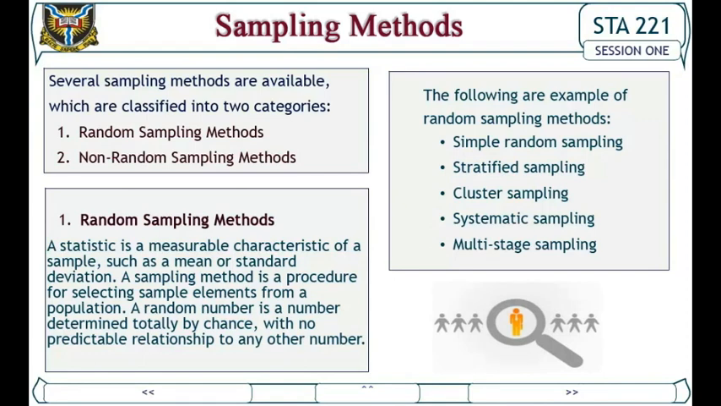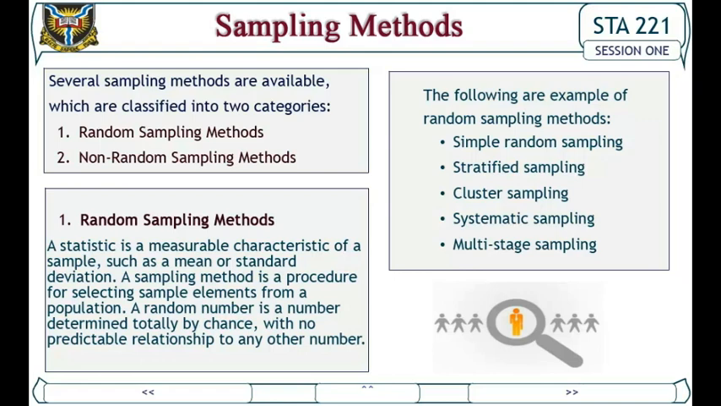Sampling methods. Several sampling methods are available, which are classified into two categories. 1. Random sampling methods. 2. Non-random sampling methods. 1. Random sampling methods.